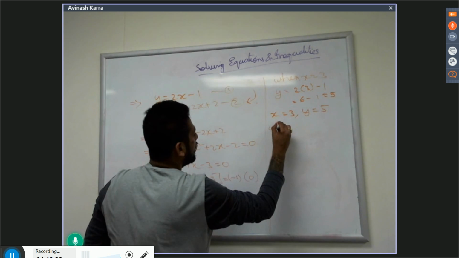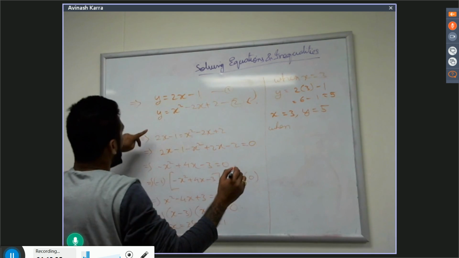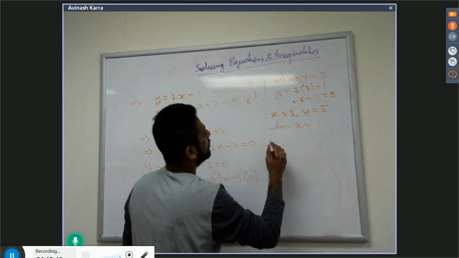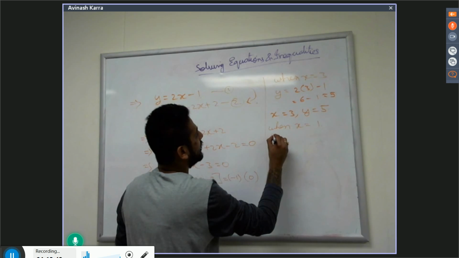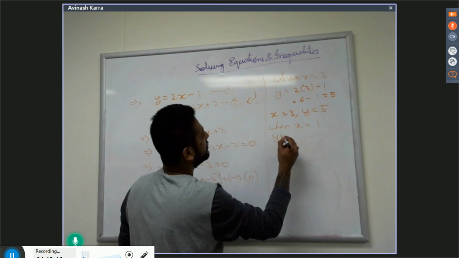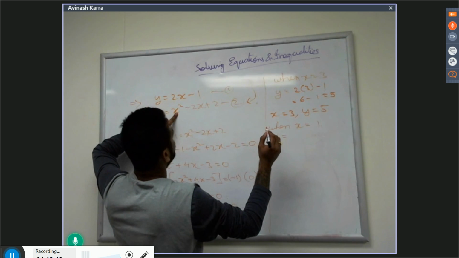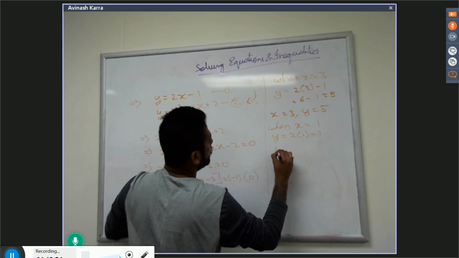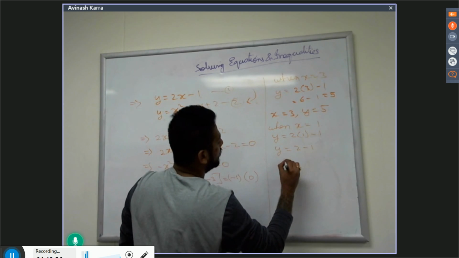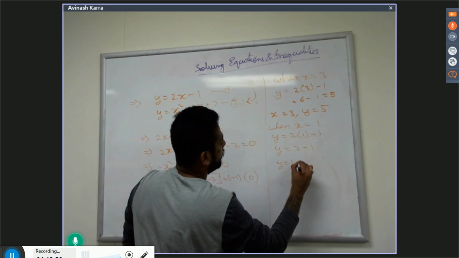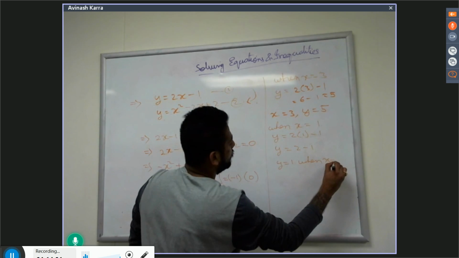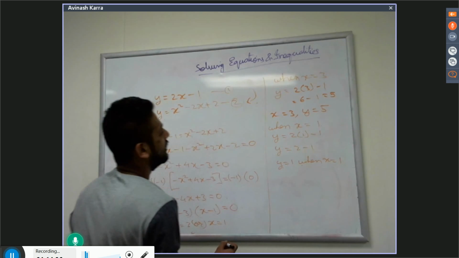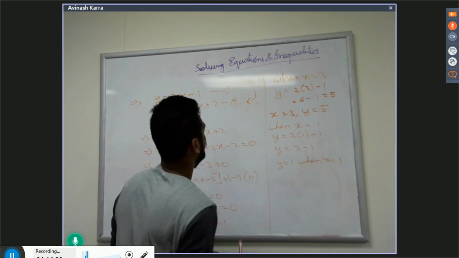And when x equals, what is the other one? 1. When x equals 1, what will be the value of y? y is equal to 2 into 1 minus 1. y equals 2 minus 1. y equals 1 when x equals 1. So when x equals 1, y equals 1, and when x equals 3, y equals 5.